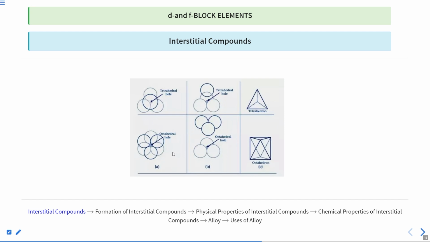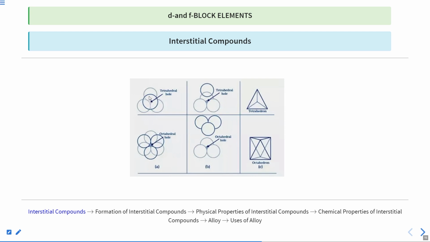The second possibility is that first we take a triangular pattern, and then we take an inverted triangular pattern. With respect to the first, it is inverted: this is pointing towards us and the other is pointing away from us. Now if you place both of these on top of each other, you will get an octahedral hole, and of course this octahedral hole will be made from 6 atoms. See, 1, 2, 3, 4, 5, 6.